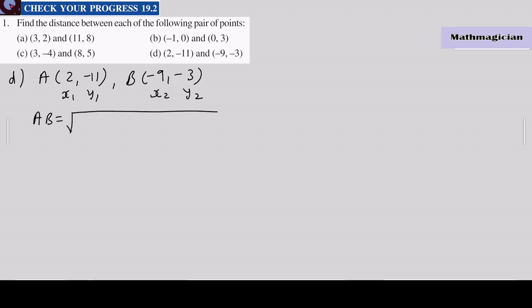Okay, let's solve 1d. A is 2 comma negative 11 and B is negative 9 comma negative 3, which are x1, y1, x2, y2. Let's write the distance formula. AB is equal to under root (x1 minus x2) square plus (y1 minus y2) square.